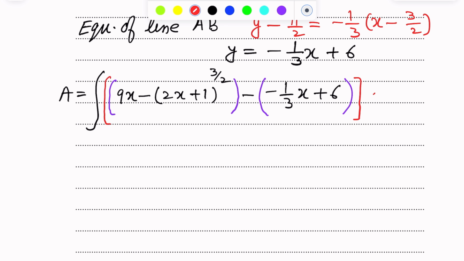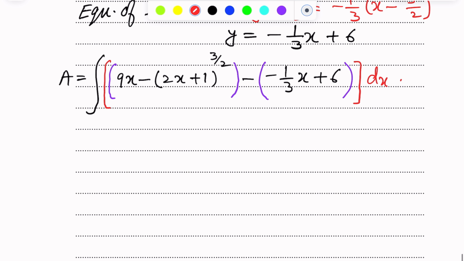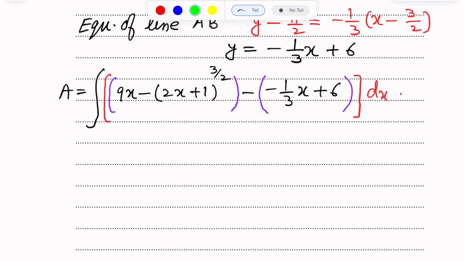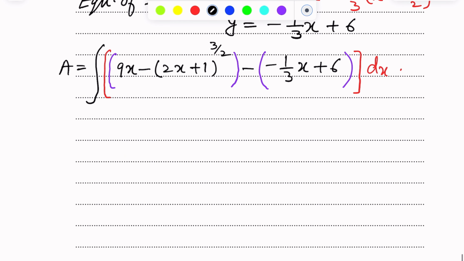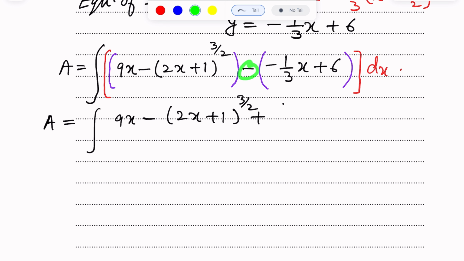We will integrate it with respect to x. Now, first we will simplify it, then we will integrate. We are simplifying before integration. 9x minus (2x plus 1) to the power 3 over 2 minus 1 over 3x minus 6, where minus and minus become plus.